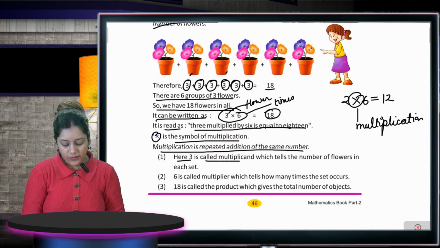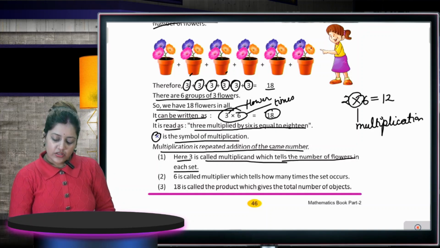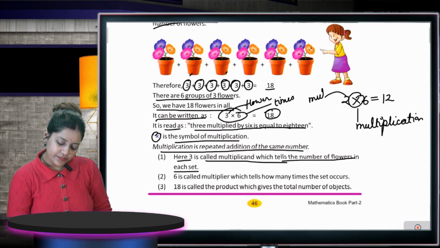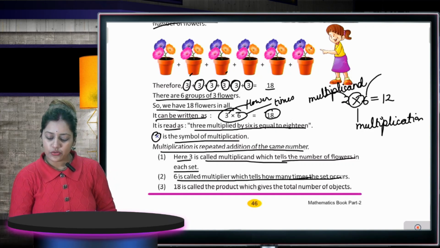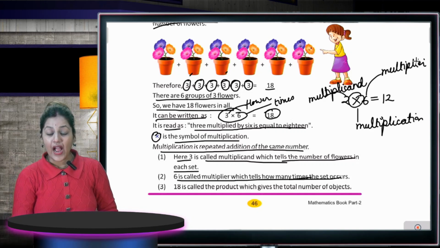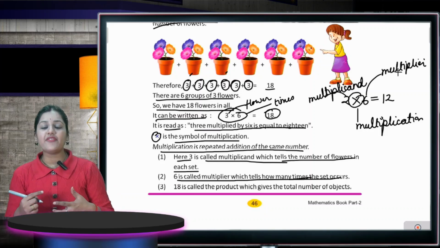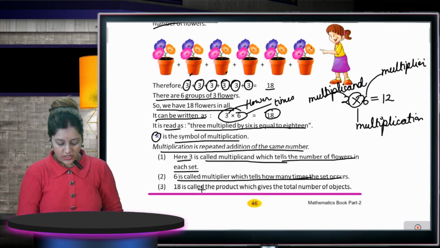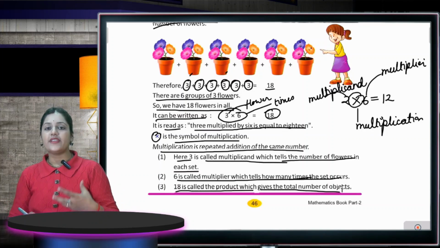Here 3 is called the multiplicand, which tells the number of flowers in each pot. This is the multiplicand, which is repeated every time. 6 is the multiplier, which tells how many times. So times is the multiplier and the one repeated every time is the multiplicand. 18 is called the product, which gives the total number of objects. Now 18 is the product.